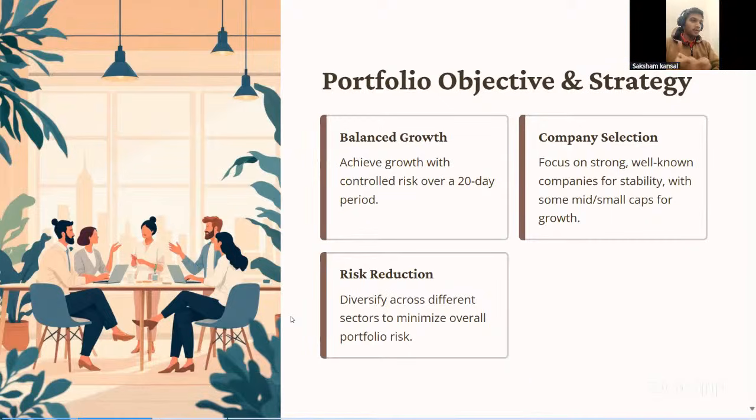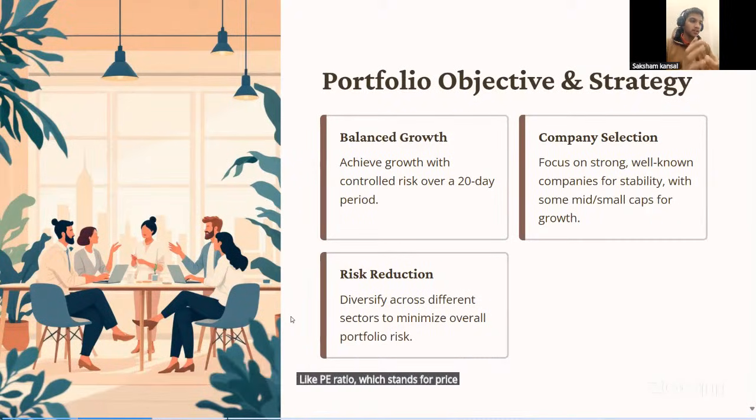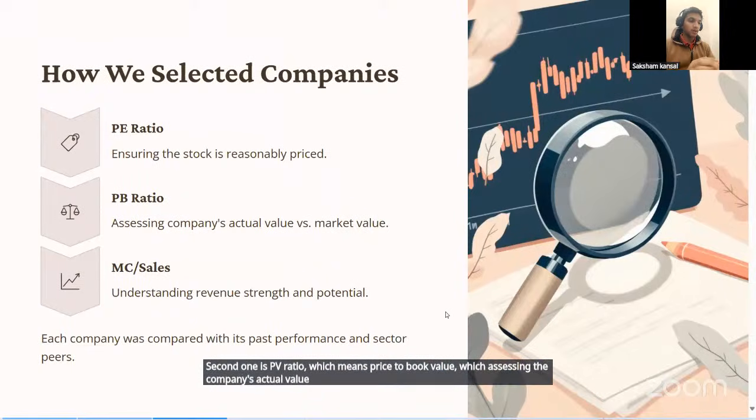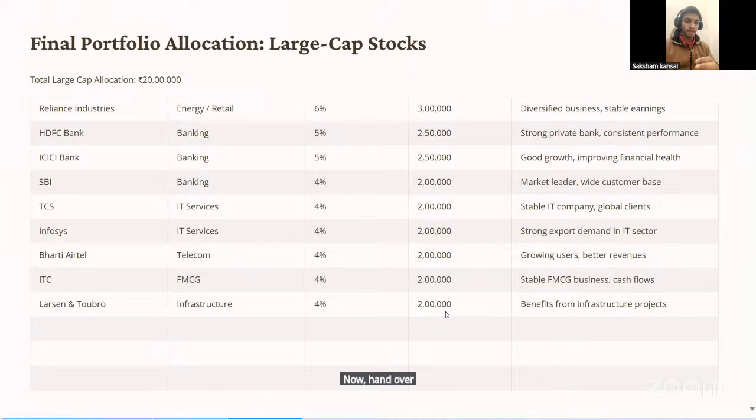My name is Saksham and I'm from St. John's School, Hyderabad. So, how are we going to select the companies? We are going to select the companies through various ratios, like the PE ratio, which stands for price to earnings ratio, ensuring the stock is reasonably priced. Second is the PB ratio, which means price to book value, assessing the company's actual value versus market value. And third, sales, understanding revenue strength and potential. Each company was compared with its past performance and sector peers. Now I hand over to Alok.